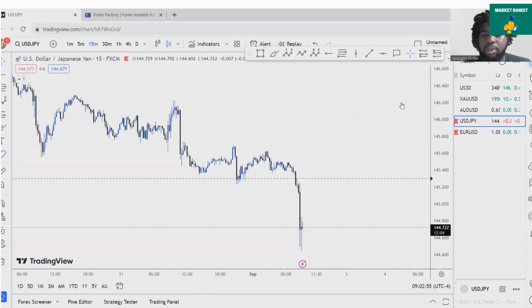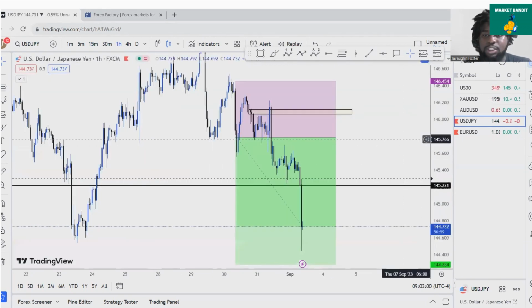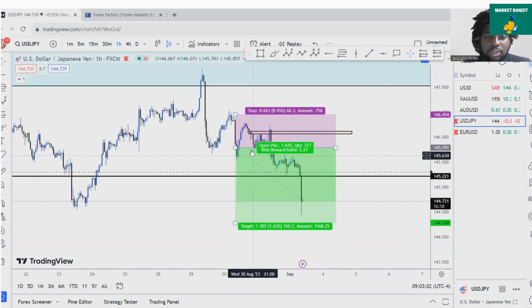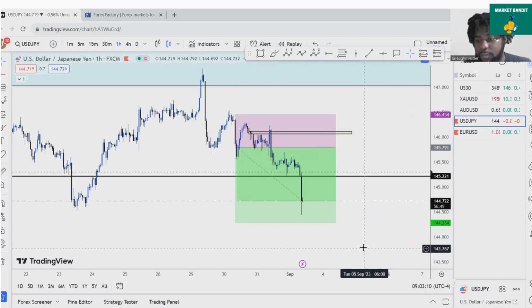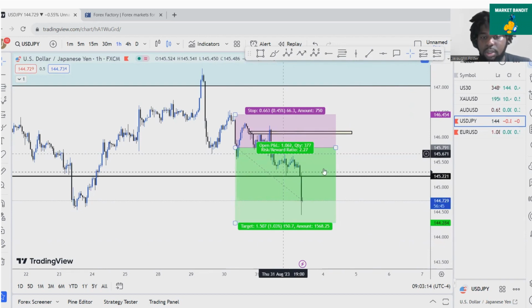Now, the next trade we want to break down is USD JPY. So USD JPY, I've been in the trade for like 2 days, guys. So as you can see, I entered this trade over here, and that was on August 30th. Today is September 1st, right? So been 2 days, guys.